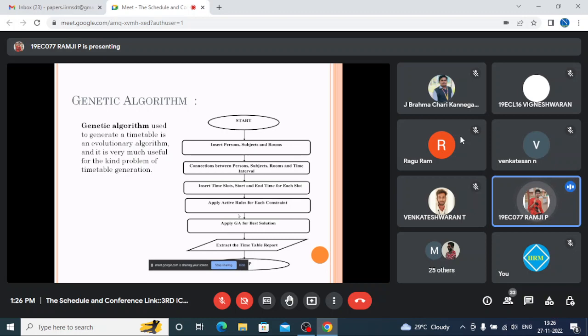If the period is 1 hour, we have to give that 1 hour. One subject is 1 hour. And we have to mention the interval time, what the timings of the interval are, and insert the time slots. Then we implement the genetic algorithm, which gives the result of the timetable.